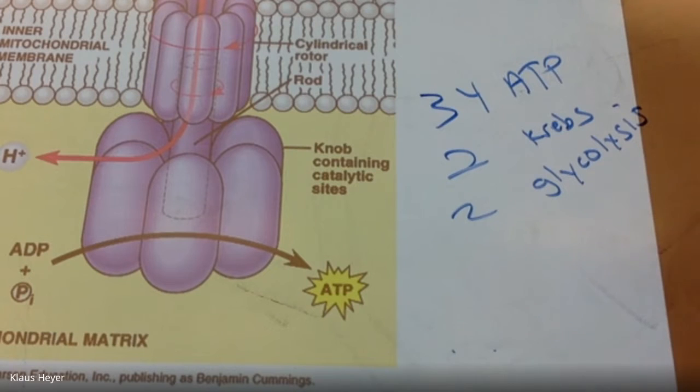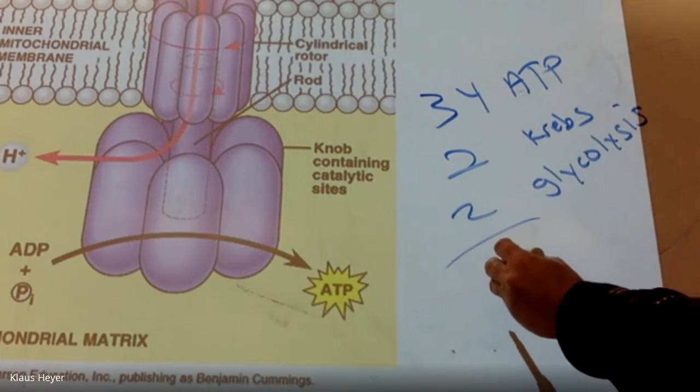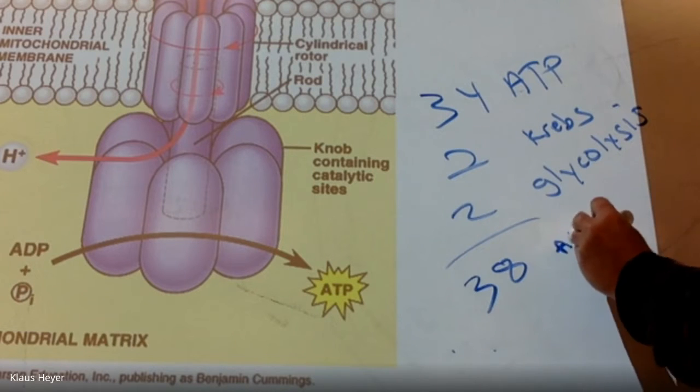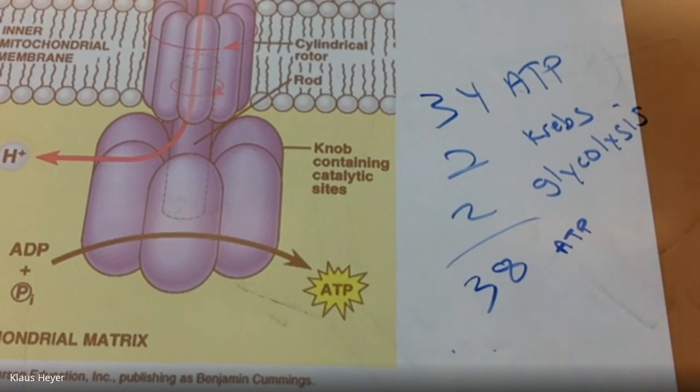So we get about a total of what? 38, if my math is correct. Something like that. So every time we break up a molecule of glucose, we get somewhere around 38 ATP. Most of it coming from the electron transport chain.